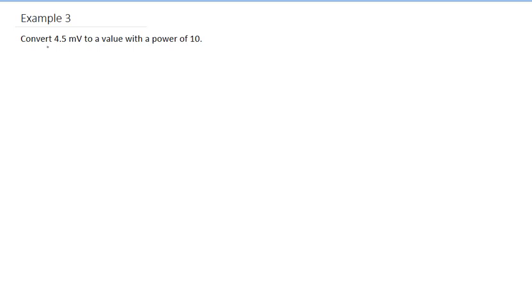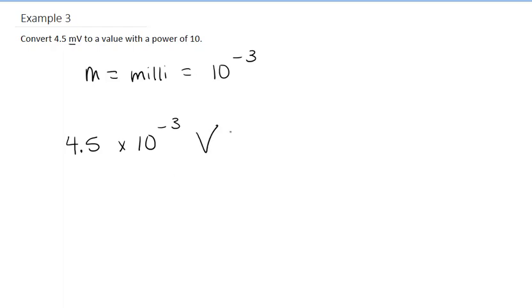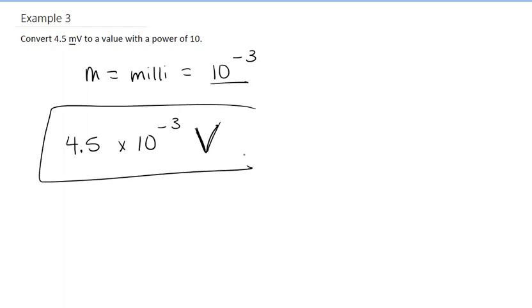Example 3. Convert 4.5 millivolts to a value with a power of 10. Now we've just done m, which is for milli, which is 10 to the negative 3. So instead of putting the m there, what we would just do would be multiply this 4.5 now times 10 to the negative 3. And then now it's in volts. So we just want to make sure we use the right power, and this would be the solution to this problem. Now let's look at another example.